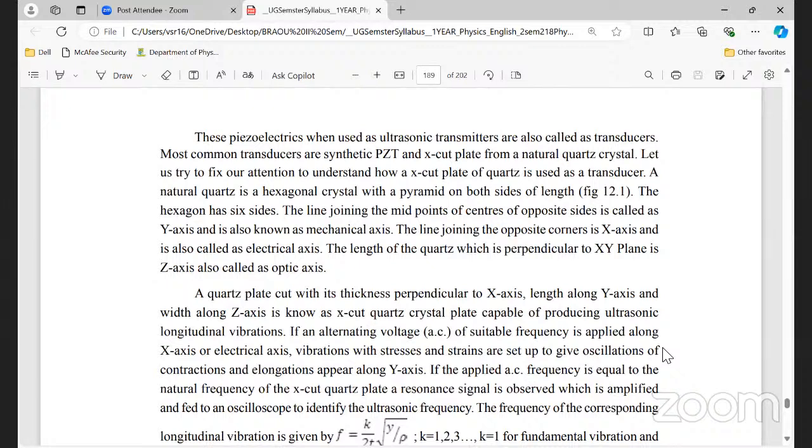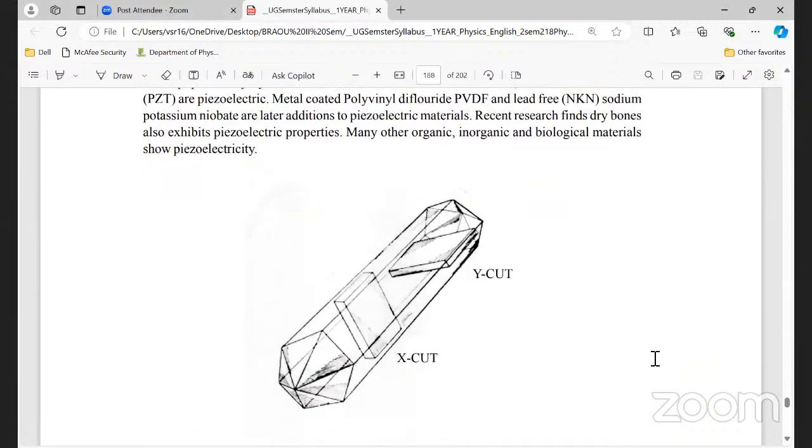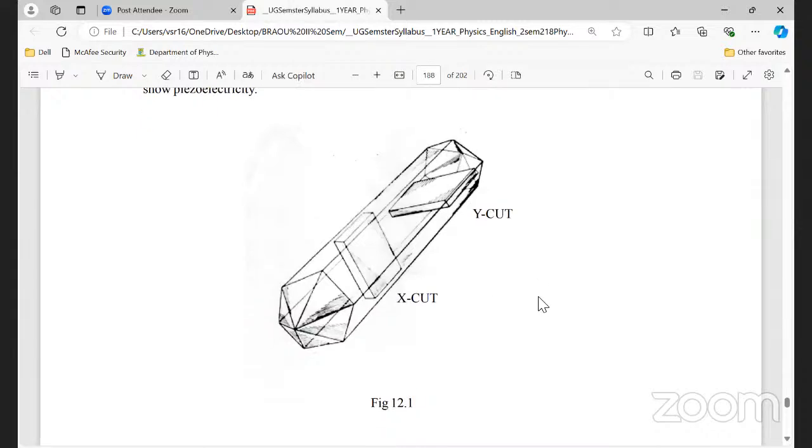Just now I showed you what is X-cut and what is Y-cut. The X-cut plate is from a natural quartz crystal. Here you can understand how the X-cut plate of a quartz is used as a transducer. This natural quartz is a hexagonal crystal, and you can find the shape is hexagonal here.